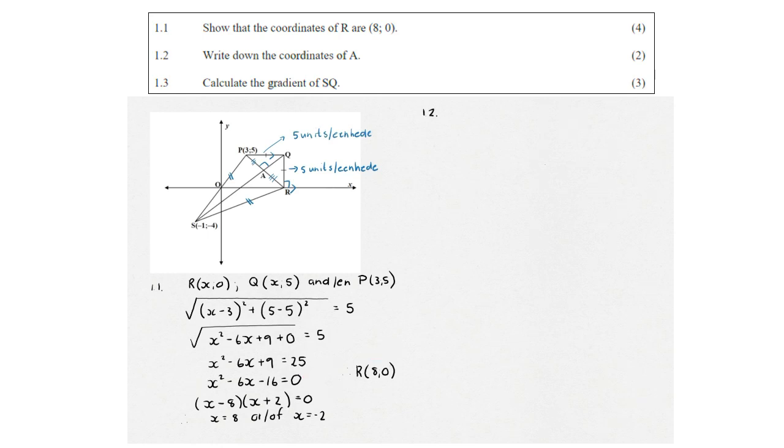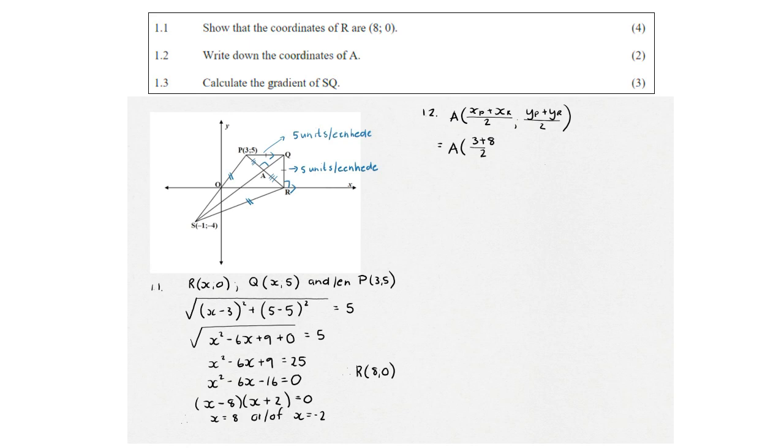Question 1.2. Write down the coordinates of A. As we said in the beginning, one of the properties of a kite is that the longer diagonal bisects the shorter diagonal. So that means A will be the midpoint of PR. So to determine the coordinates of A, we are going to use the midpoint formula. And that says that the x-coordinate of A will be equal to xP plus xR over 2, and the y-coordinate of A will be yP plus yR over 2.